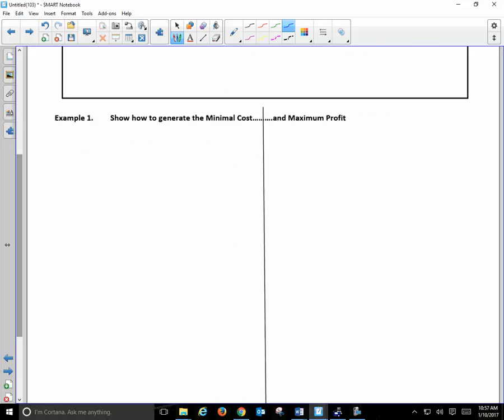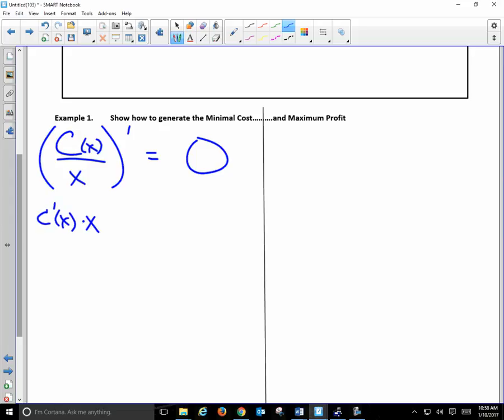Well, if we want to minimize something, you've learned in calculus, in order to minimize, we take the derivative and set it equal to 0. So let's take C of X divided by X, and let's take the derivative of that and set it equal to 0. In order to take that derivative, what rule do I have to use? The quotient rule. Derivative of the top, C prime, times the bottom, minus derivative of the bottom times C of X, all divided by the bottom squared, that's equal to 0.